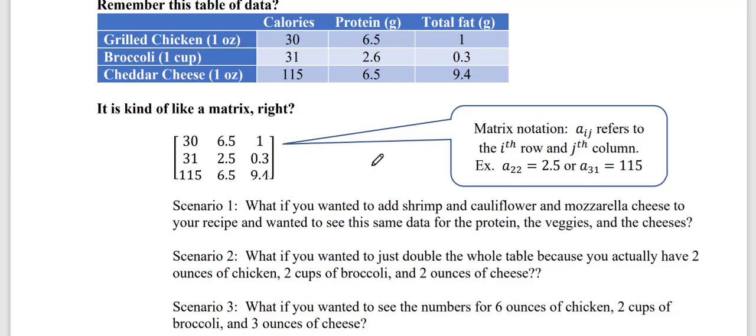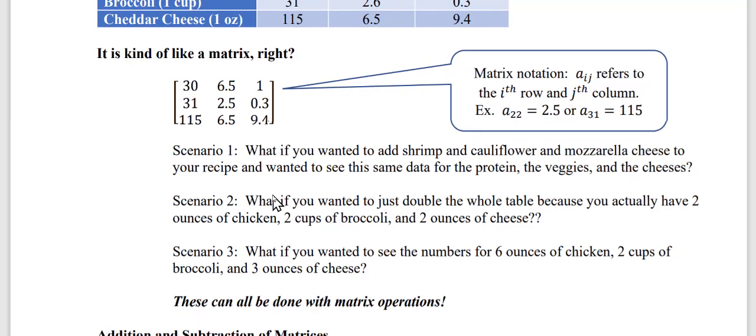In that case, if you had a similar matrix with the same information where the first row was shrimp, the second row was cauliflower, and the third row was the mozzarella cheese, if you were somehow able to add those first row numbers and the second row numbers and the third row numbers, it would give you the total information for the proteins, the chicken and the shrimp together, the vegetables, the broccoli and the cauliflower together, and then the cheeses together. So we're going to see something like that.